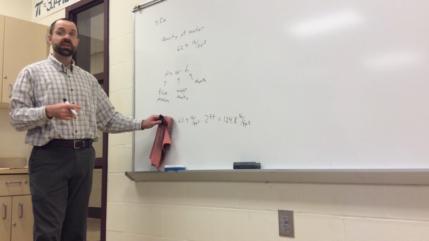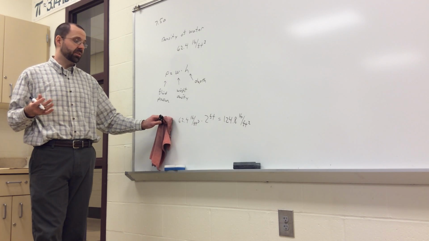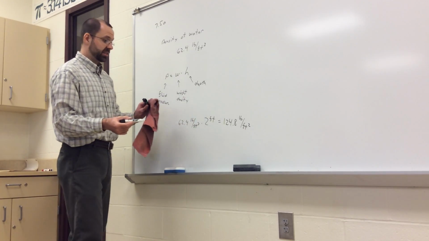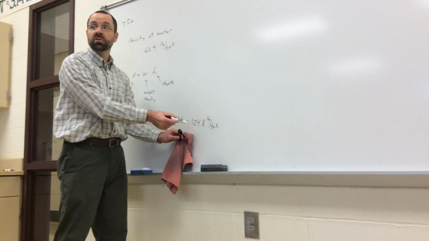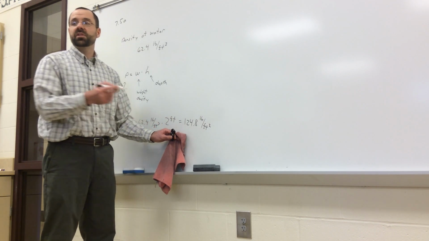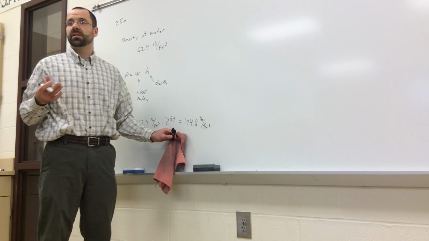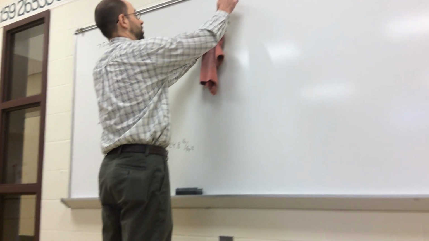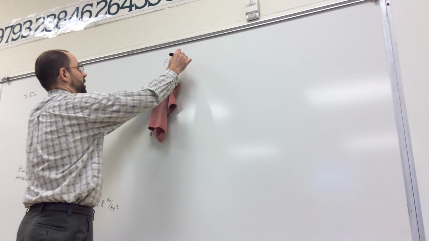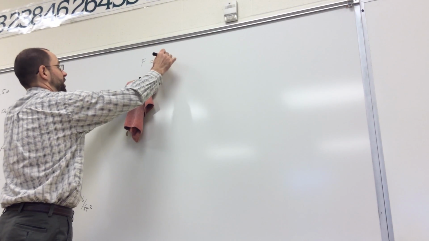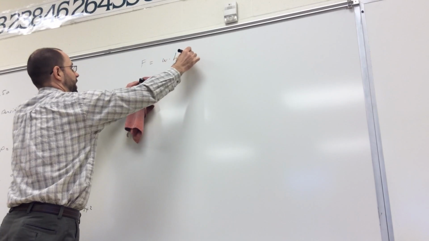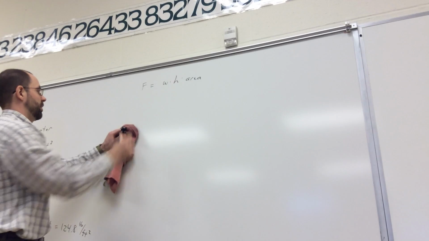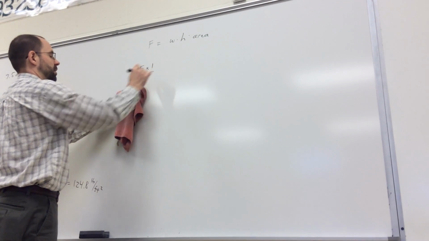Okay, so then if you wanted to know the total amount of pressure on you, the total amount of pounds of force, you would have to multiply by area. Because if it's 124.8 pounds per square foot, then you'd have to multiply by the number of square feet to get the number of pounds of force that would be on you. Okay, so that's the formula we're driving at here. Force is the weight density times the depth times area.